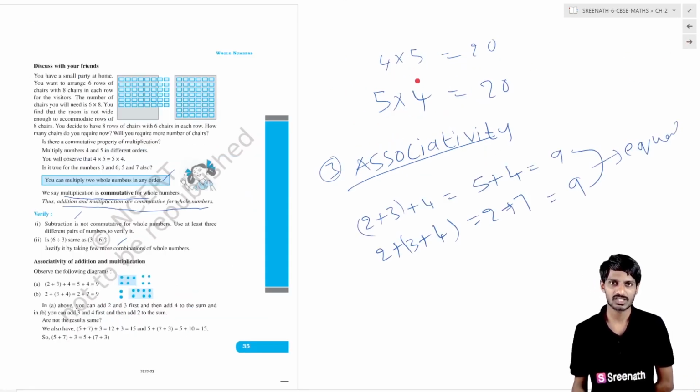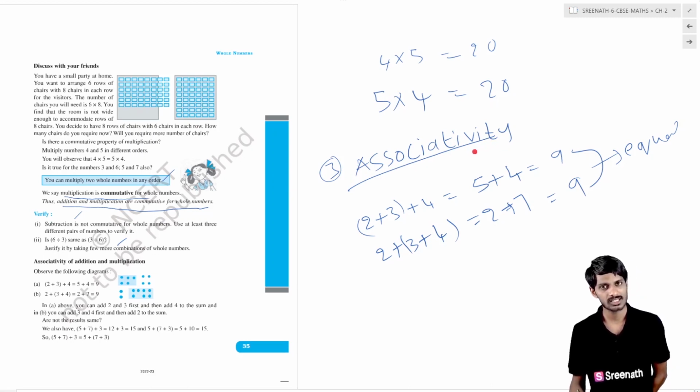And in the case of multiplication also, changing the order does not change the result. So multiplication is commutative for whole numbers. The commutative property is satisfied under addition and multiplication. It is not satisfied in division and subtraction. Okay, and the next property is the associative property.